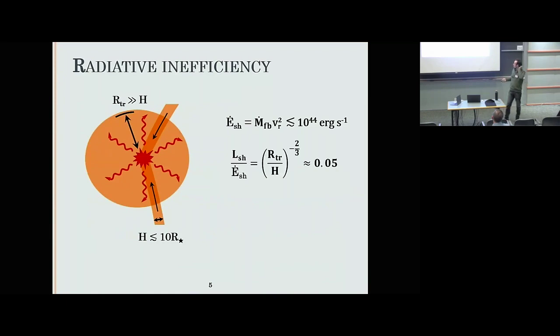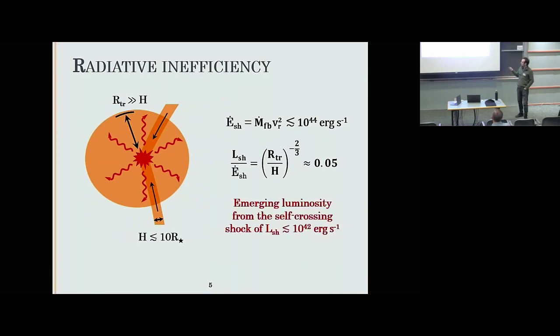So the conclusion is that the luminosity is actually just around 5% of the heating rate, which itself is about 10^44 erg per second, such that the final expected luminosity would be around 10^42 erg per second at peak. So this is unlikely to account for most of the emission, but it could lead to some precursor, as was argued.